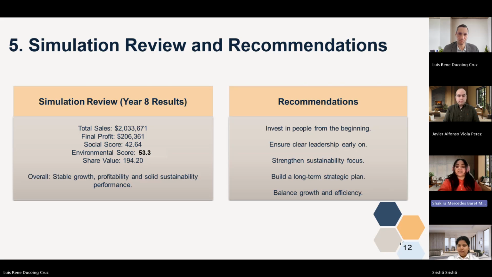Now, regarding our recommendations, there are several key lessons we can take from this experience. First, we should have invested more in our people from the beginning, since well-trained employees improve both service quality and long-term results. Second, having clear leadership early on is essential for consistent decision making. We also learned that environmental and social actions are not only ethical but also a strategy for business success. In conclusion, our overall performance was positive, but with stronger leadership, more focus on people, and a deeper commitment to innovation, we could have achieved even better results.